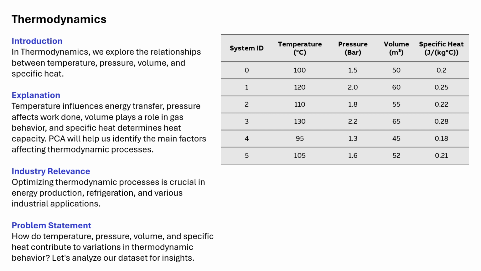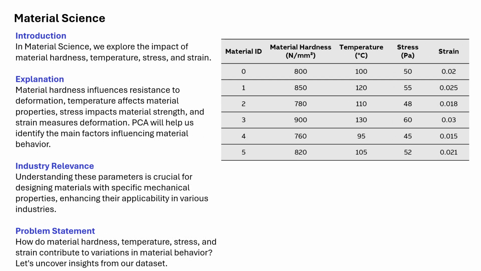Optimizing thermodynamic processes is crucial in energy production, refrigeration, and various industrial applications. So consider the dataset given in the table and answer how do temperature, pressure, volume, and specific heat contribute to variations in thermodynamic behavior?